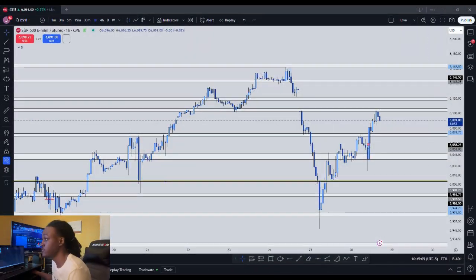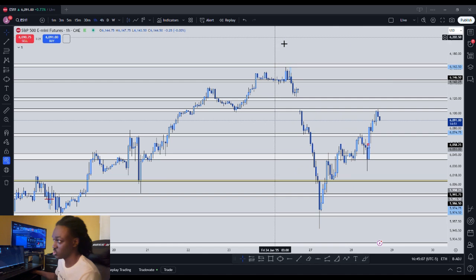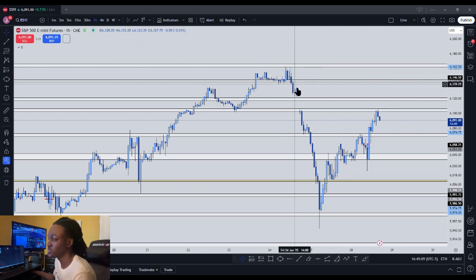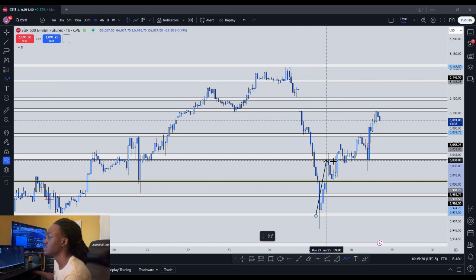Not too bad. Let's give y'all a breakdown on exactly why I took this trade. And as you can see, the market sell-off, this was pre-market on Monday. The market sell-off was crazy. It literally dropped so hard that it forgot to pick up sellers, bro. That's how hard it dropped.